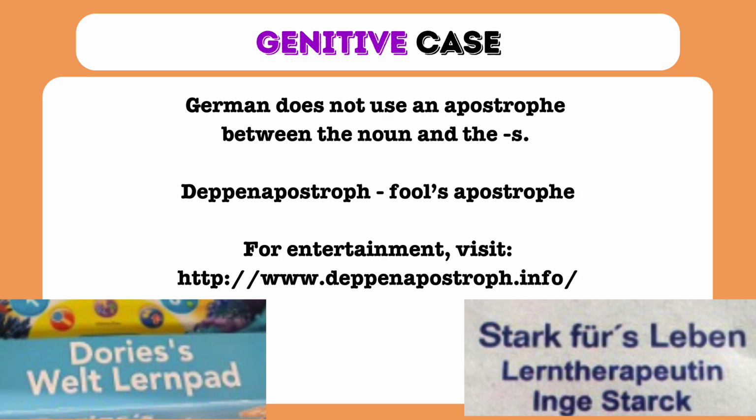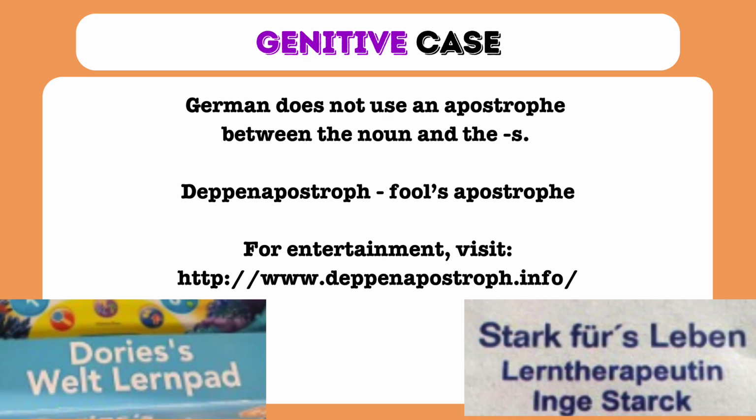You can find this at deppenapostroph.info, and you can find examples such as the ones that I have on the screen here for just fools adding apostrophes to things where they don't belong, such as Doris Weltlernpad, which is Dory's World Learning Pad, but Dory doesn't need an IE plus an S and then an apostrophe S. I don't know, there's a lot going on in that one, but Dory is D-O-R-Y and then apostrophe S in English, but just S in German. There's no reason for any of this to ever have an IE. And then stark fürs Leben would be strong for life, and this just doesn't get an apostrophe because that's not how prepositions work in German.